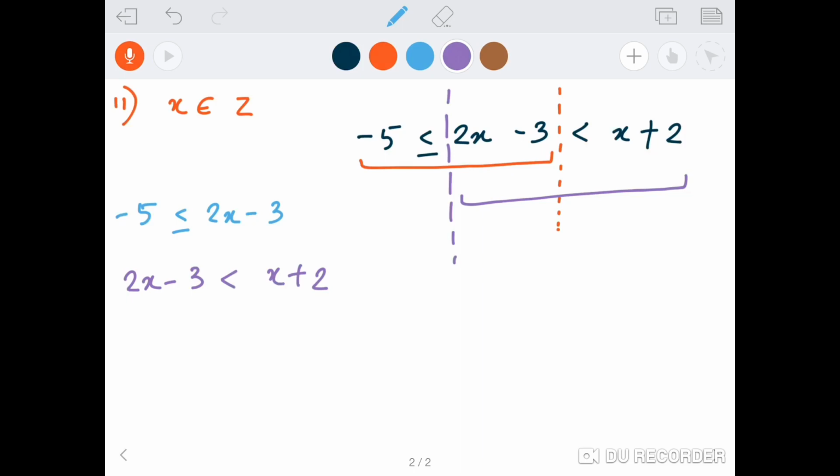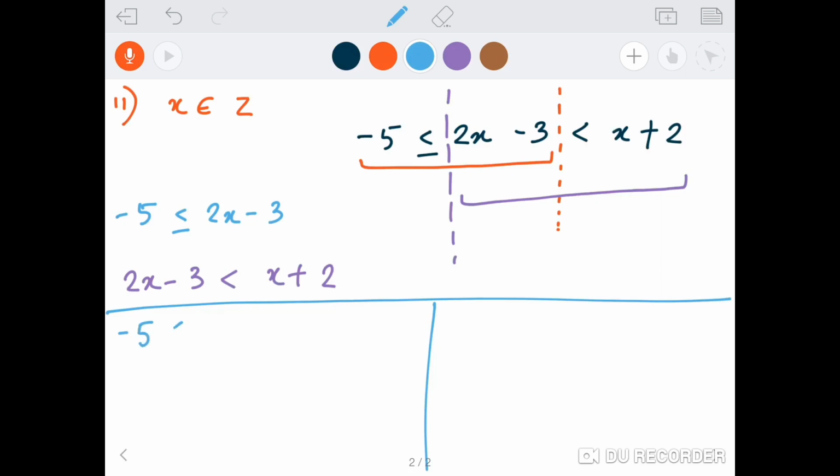Alright, so we are going to solve each one separately right now. So let's solve the first one. The first one is minus 5 less than or equal to 2x minus 3. So minus 2 is less than or equal to 2x. I'm just going to simplify that a little. I'm going to get x greater than or equal to minus 1. I'm going to call that equation 1.